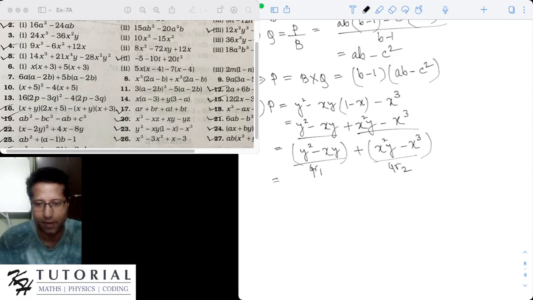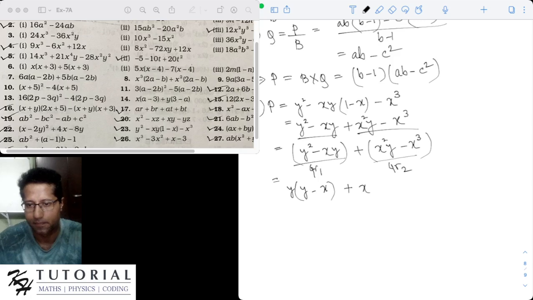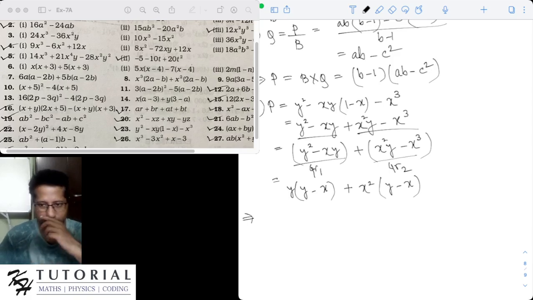From group 1 we can factor out y, and we have y into y minus x, and from group 2 I can factor out x square and I have y minus x. Now you can see that the polynomial has a common factor of y minus x, which is a binomial. So b is y minus x.